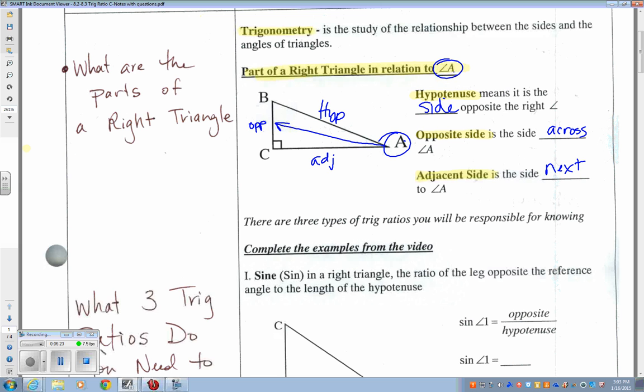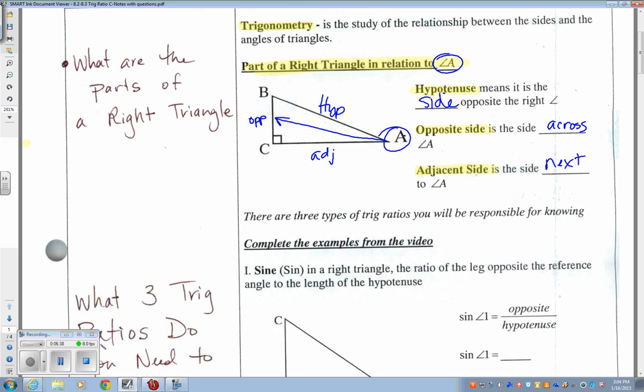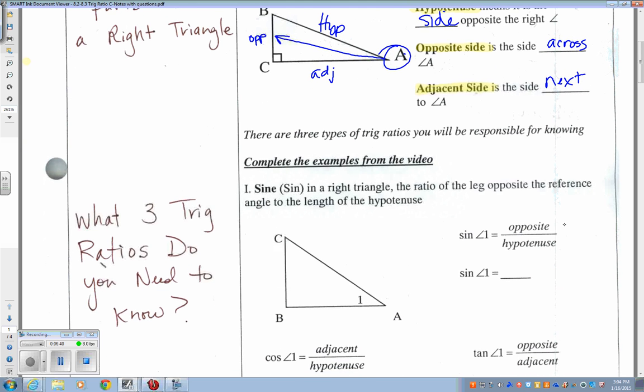Now, in order to do trig, or to write our trig ratios, we have to know which side is opposite, which side is adjacent, and which side is the hypotenuse. There are going to be 3 trig ratios that you're responsible for knowing: sine, cosine, and tangent.